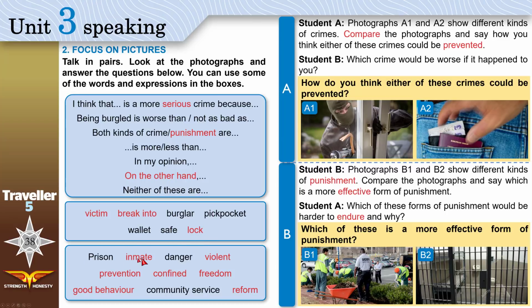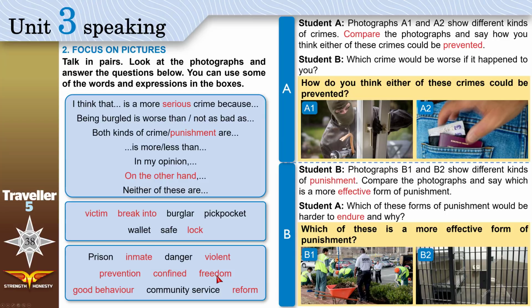Prison. Inmate. Inmate is a prisoner, someone who is sent to prison. Danger. Violent, aggressive, someone who uses force to deal with things. Prevention. Prevention is a noun. Prevent is a verb, which means stopping. Confined means doesn't have much space. Just like a prison cell, it is confined, it doesn't have much space.